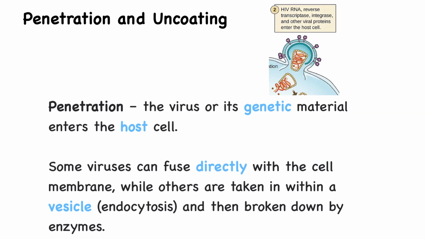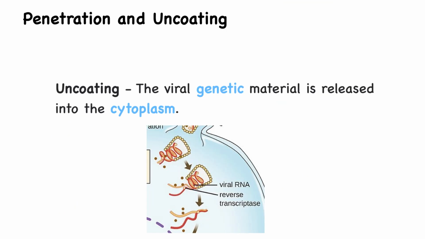Next comes penetration and uncoating. After adsorption, the virus or its genetic material enters the host cell. This process is called penetration. Some viruses can fuse directly with the cell membrane, while others are taken in within a vesicle through endocytosis and then broken down by enzymes. Once inside, uncoating can occur, where the viral capsid is removed, releasing the viral nucleic acid into the cytoplasm.